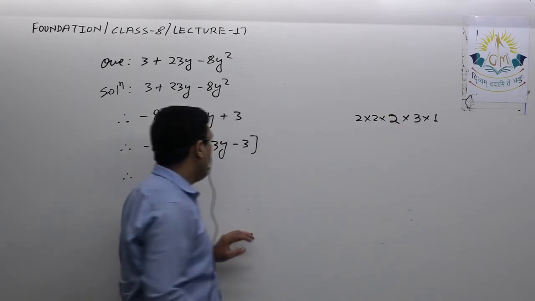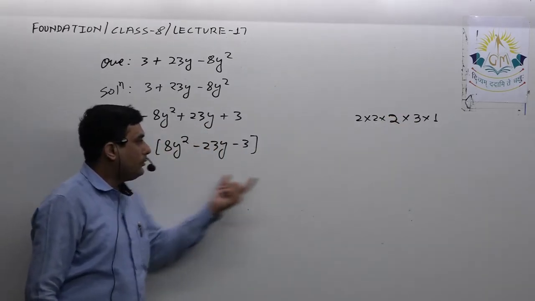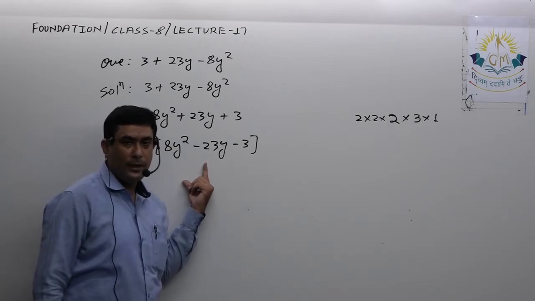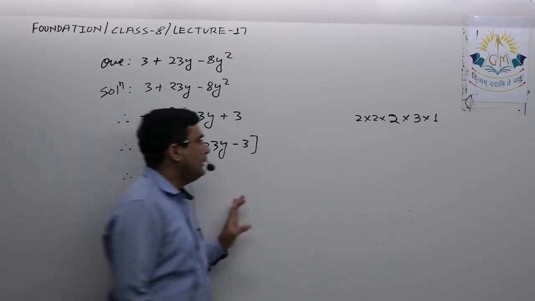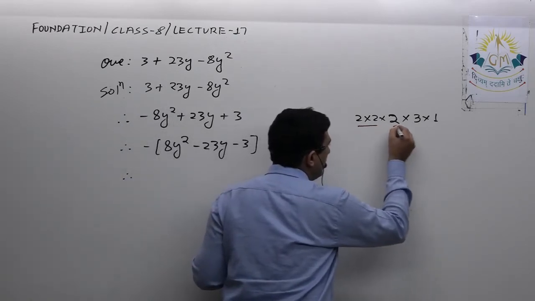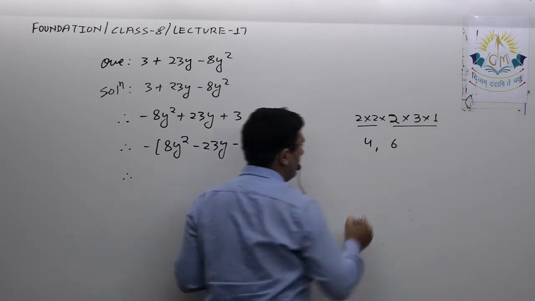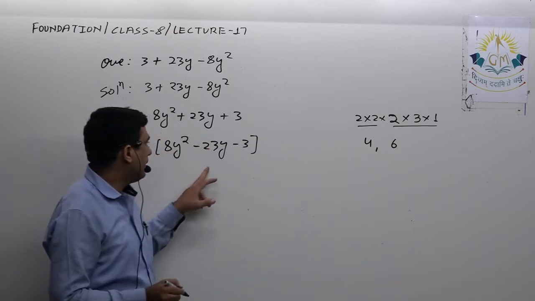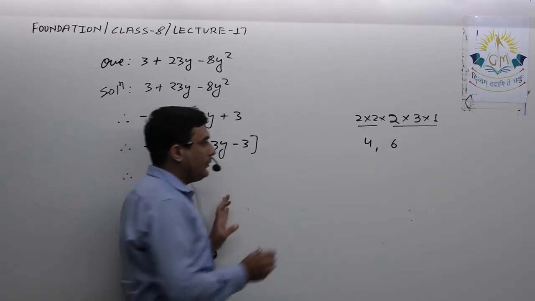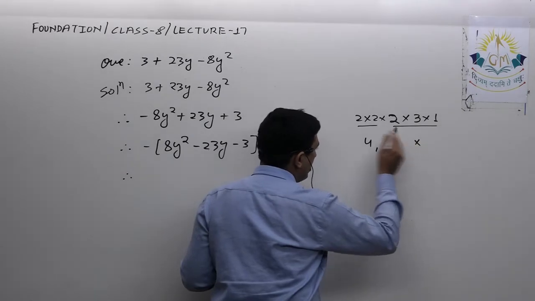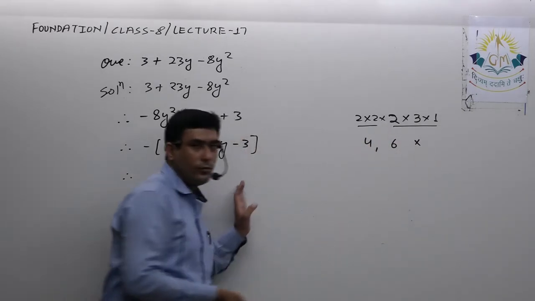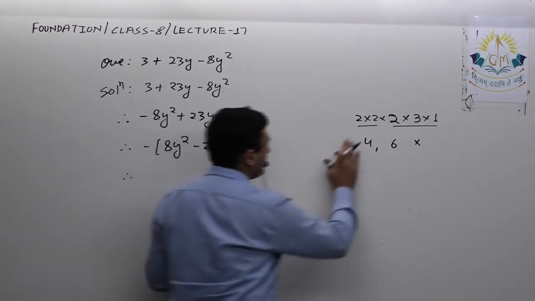Okay, now using these factors, I have to make two groups, which gives me a sum of minus 23y. So if I take these two and these two together, here I will get 4, here I will get 6. Definitely 4 plus 6 won't give you 23. That means this is the incorrect combination, and their difference is not going to give you 23 either. So this is an incorrect combination.